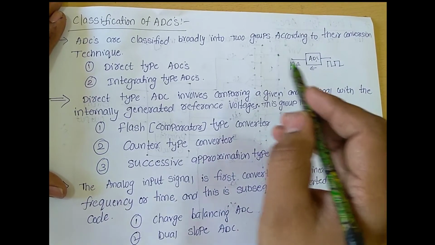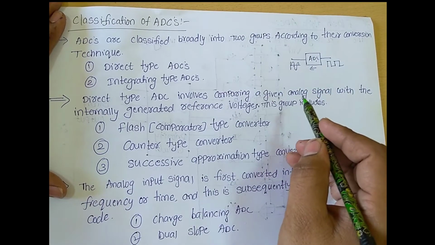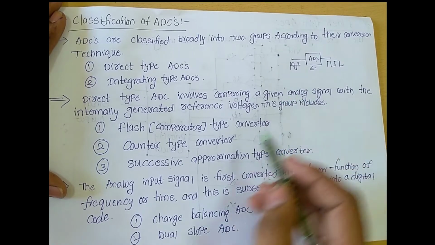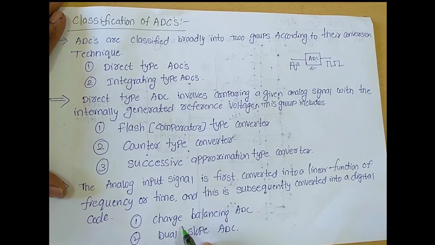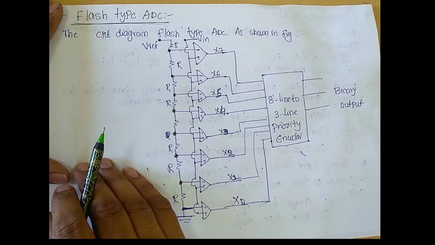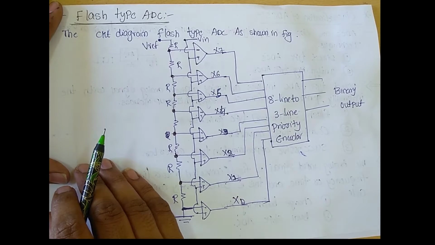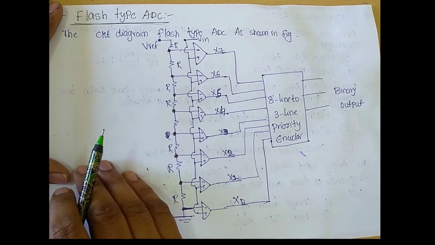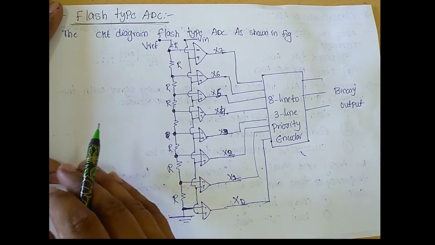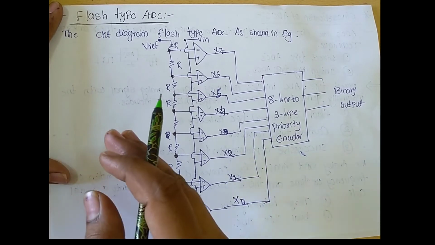The integrated type analog to digital converters can again be classified into two types: the first is the charge balancing analog to digital converter, and the second is the dual slope analog to digital converter. Today we are discussing the flash type analog to digital converter, or parallel type analog to digital converter. The circuit diagram of the flash type analog to digital converter is shown in the figure.